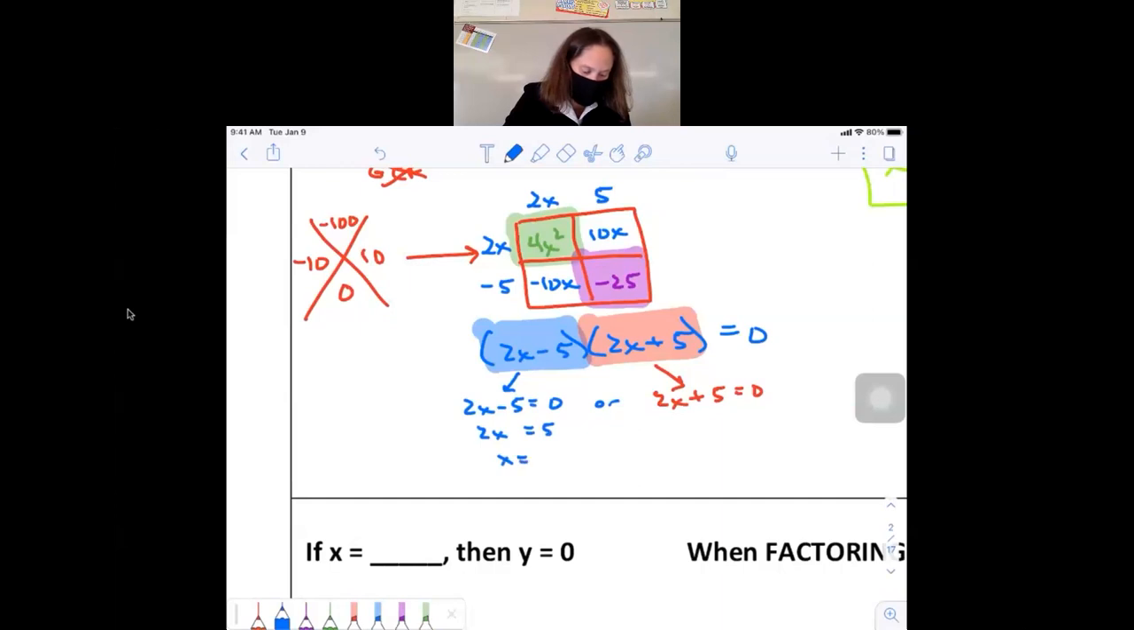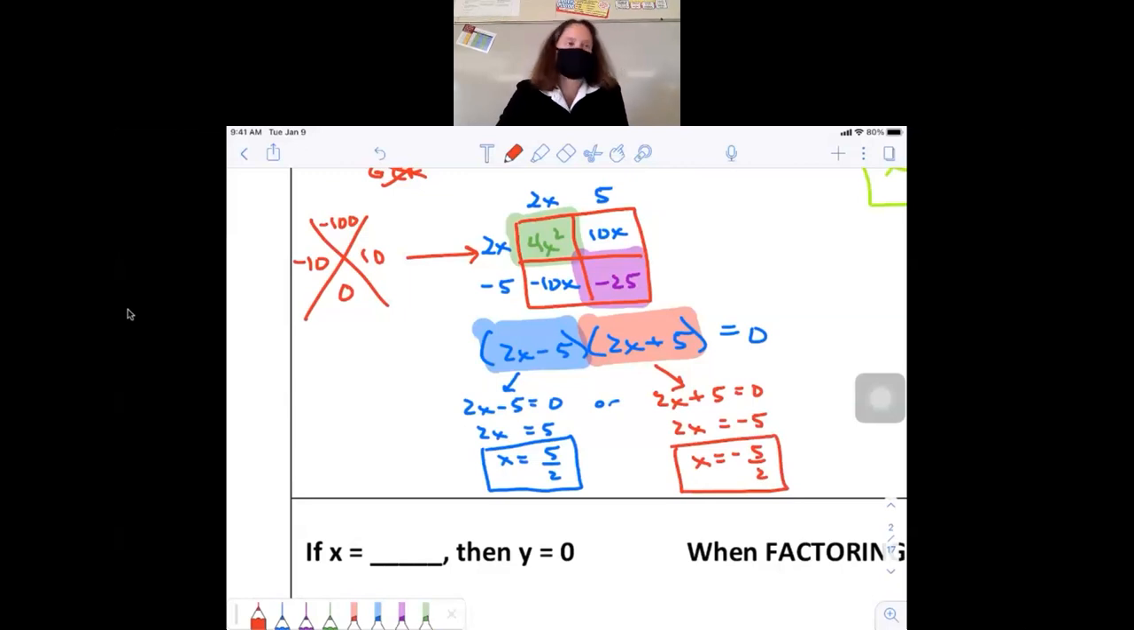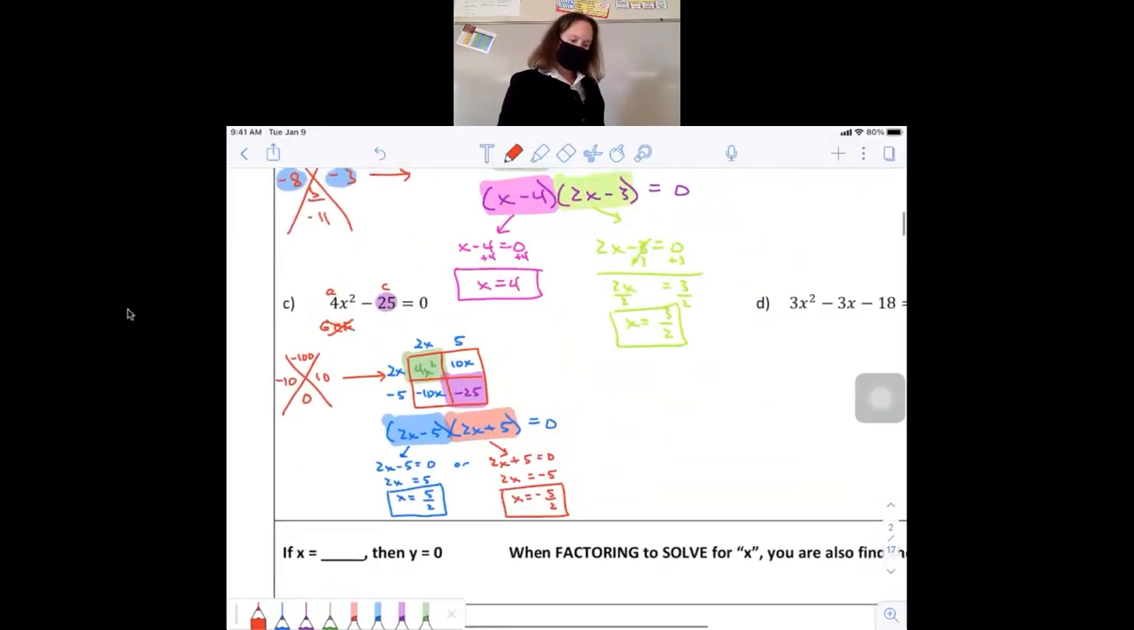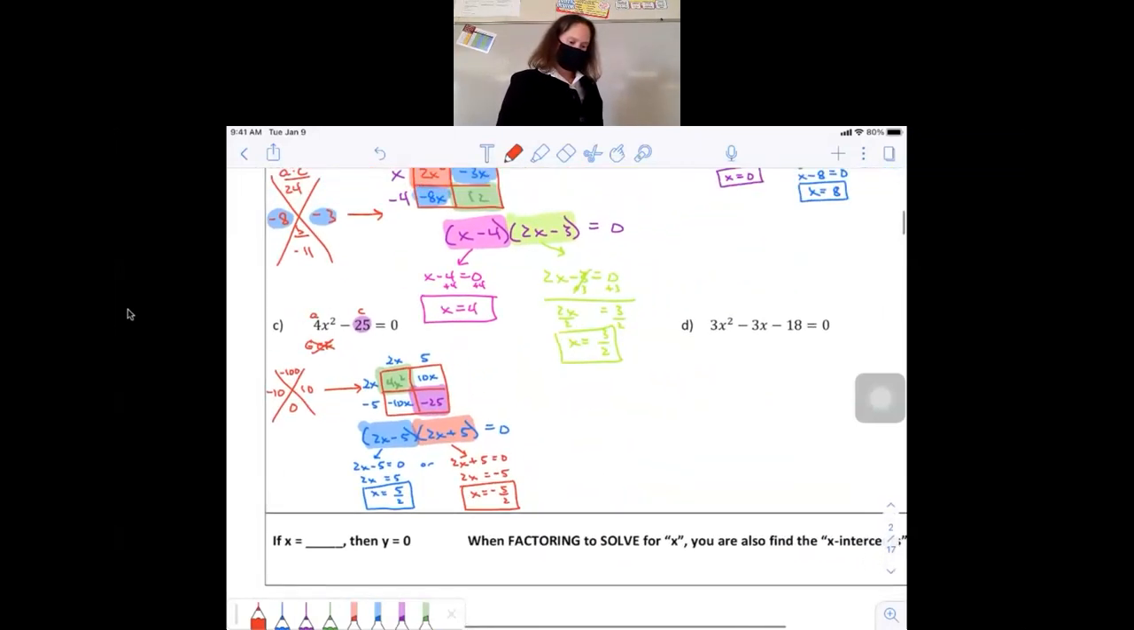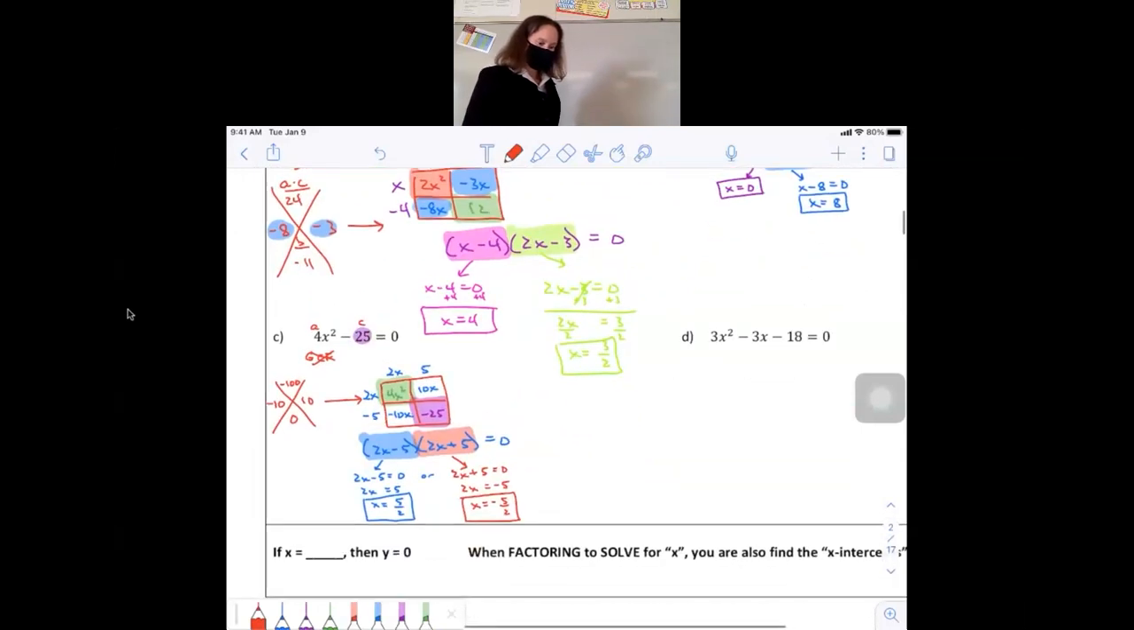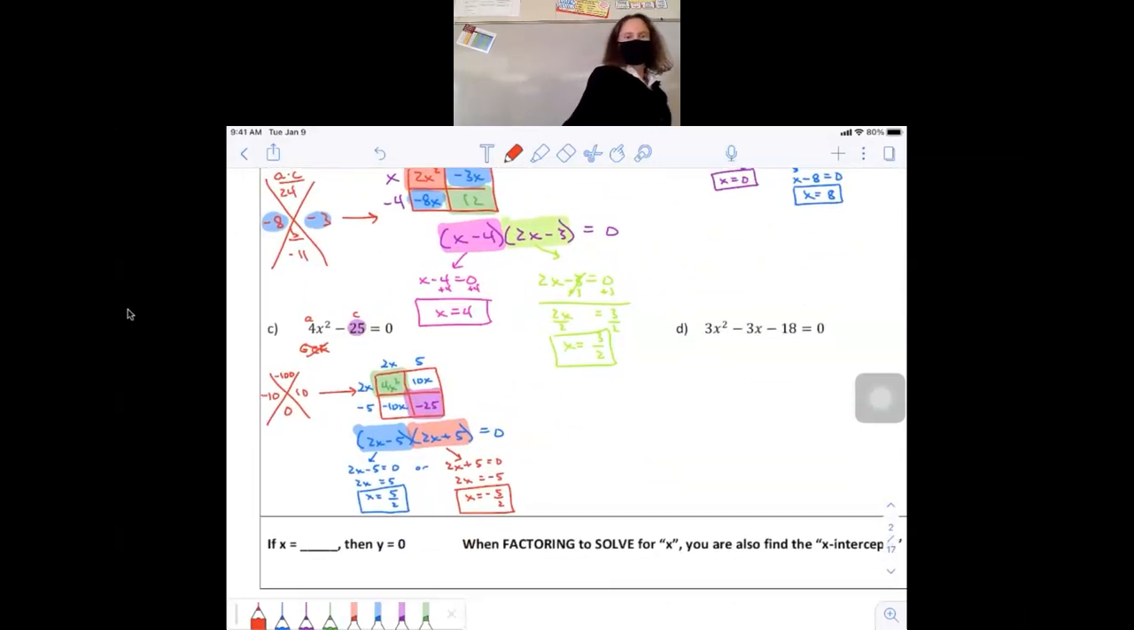And then we can just solve those two equations. If I'm solving the first one, that would become 2x equals 5. So x would be 5 halves. I'm going to leave it as a fraction. Or, if I solve the other one, this becomes x equals negative 5 halves. Those are your two answers. Okay, try D.